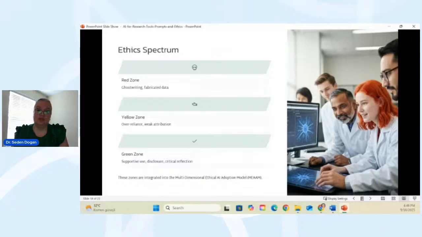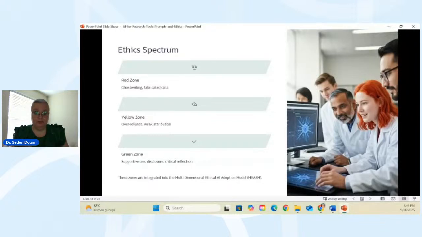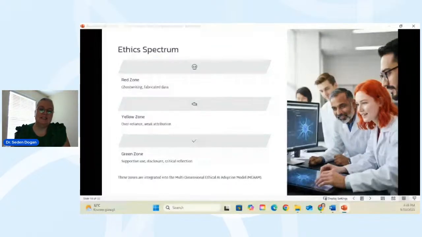So how about the yellow zone then? This is the caution area, okay? This is when you may be over-relying on AI or not engaging deeply enough with the content it produces. For example, if you accept an AI summary without checking the original article, you are not technically fabricating, but you are skipping the critical evaluation that makes scholarship rigorous. So yellow means you need to slow down, double check, and make sure you are still applying your expertise.